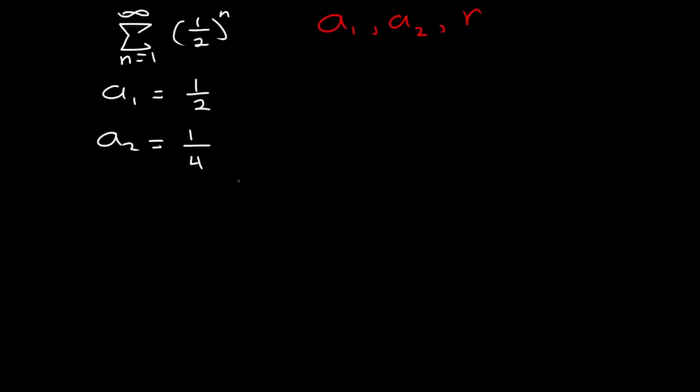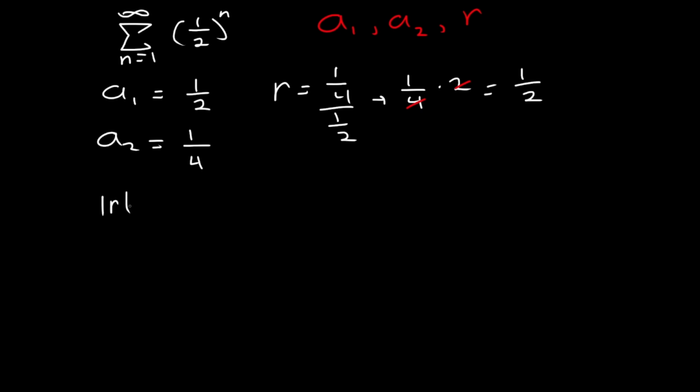Now that we've found the first and second term, we can find our r. Our r is equal to 1/4, the second term, divided by 1/2, the first term. We can simplify this, and we get 1/4 times 2. We can cancel these out, and we're left with 1/2. And this is our r.